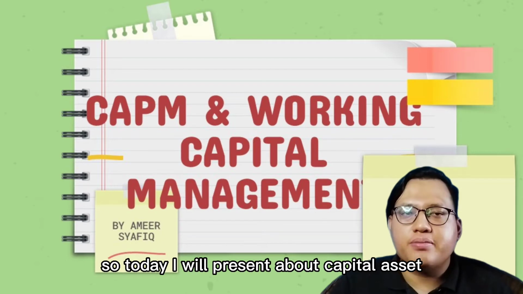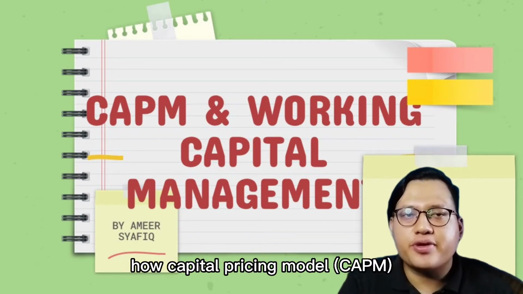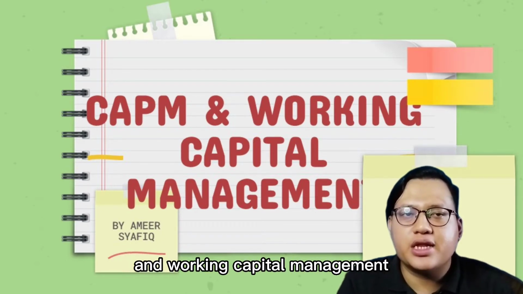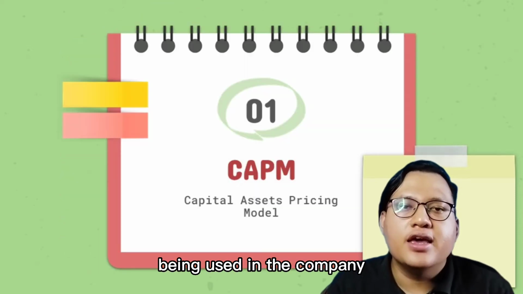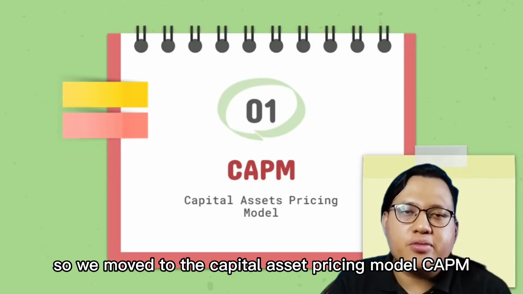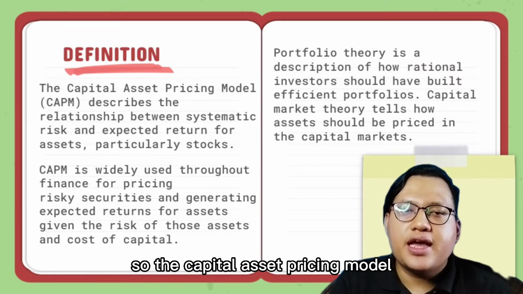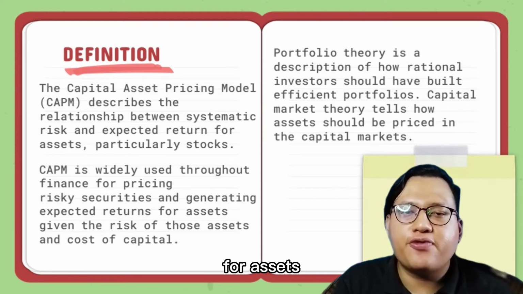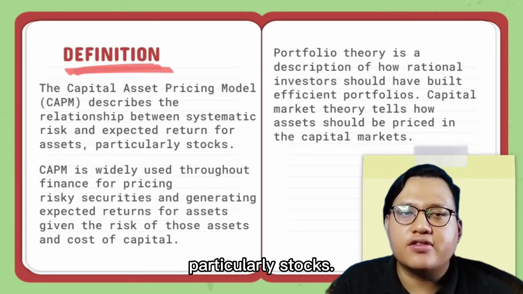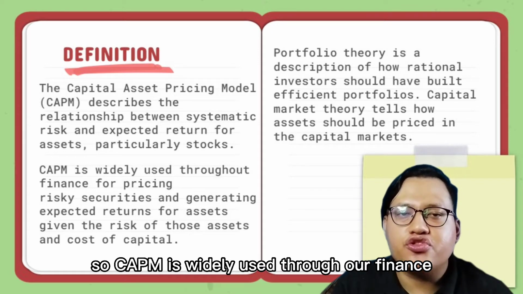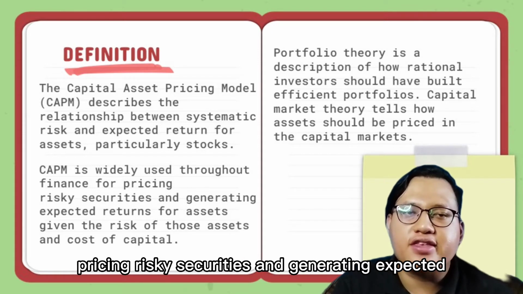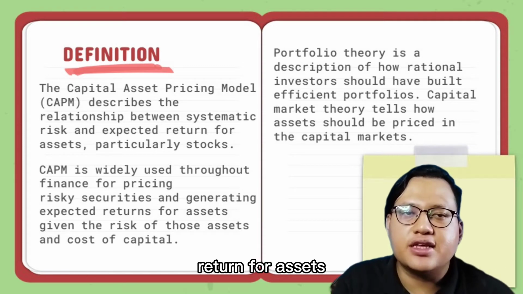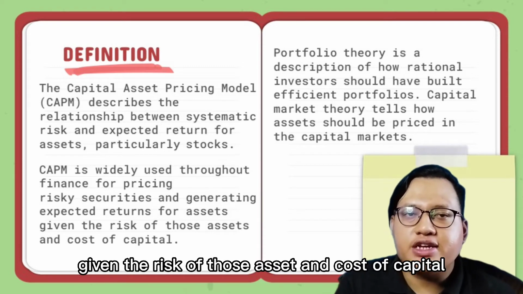So today I will present about how the capital asset pricing model and working capital management are used in the company. So we move to the capital asset pricing model, CAPM. The capital asset pricing model describes the relationship between systematic risk and expected return for assets, particularly stocks. CAPM is widely used throughout finance for pricing risky securities and generating expected returns for assets, given the risk of those assets and cost of capital.